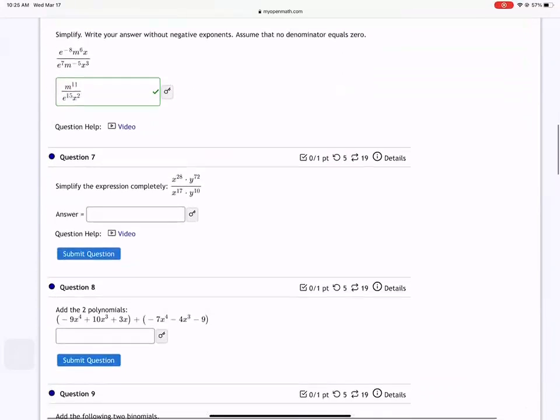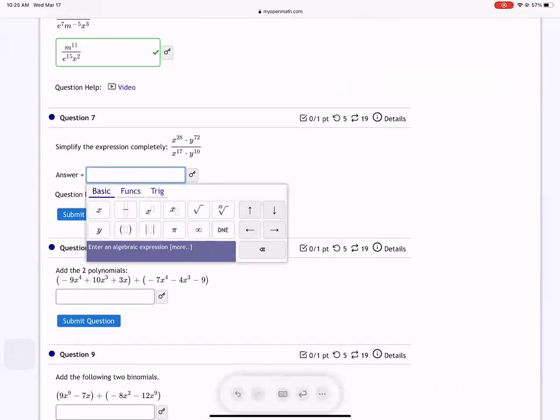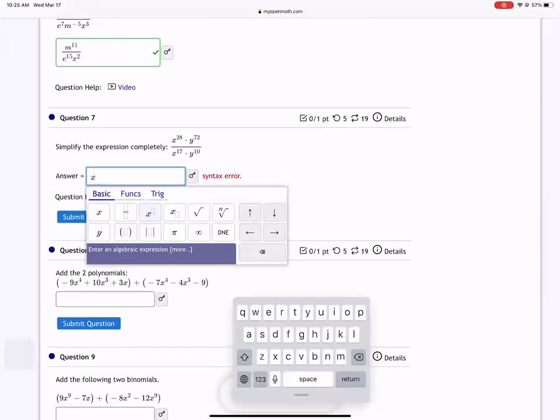Okay. Similar to the next problem, I have 28 on top and 17 on bottom. They're going to cancel each other out. And 72 y's on top and 10 on the bottom. They're going to cancel each other out. So I can just write it as x exponent. The number is going to be 28 minus 17 is 11.